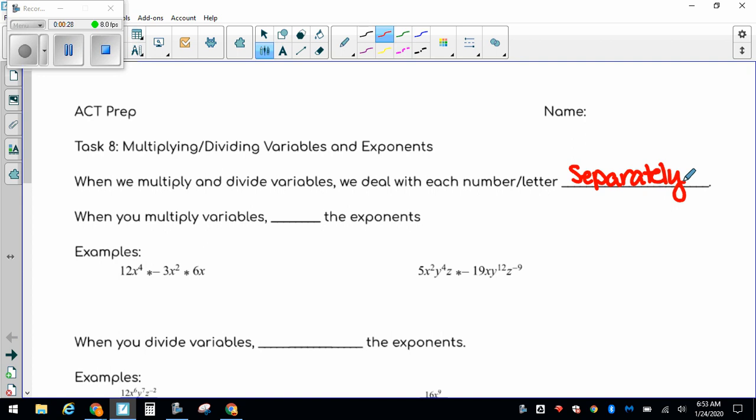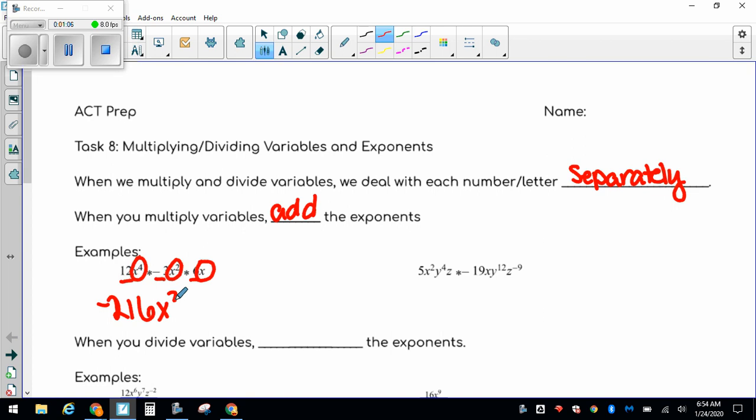So we're going to start with multiplying. When you multiply, add the exponents. We're counting up how many x's there are. In these examples, I have numbers and x's, so I'm going to deal with the numbers first. 12 times negative 3 times 6 makes negative 216. And then I'm going to add up my exponents. So this is 4 x's plus another 2 x's plus another x makes x to the 7. There are 7 x's there. That's the whole thing.